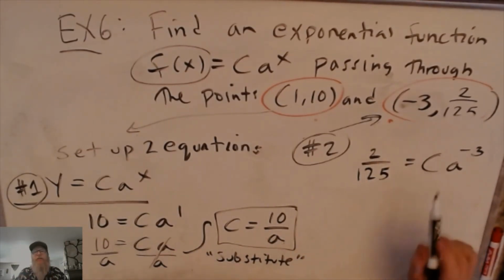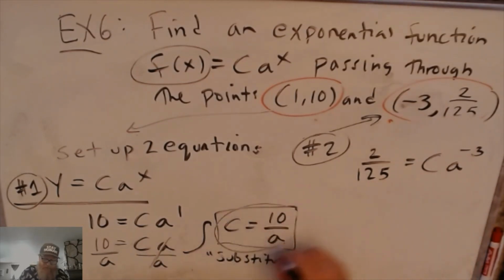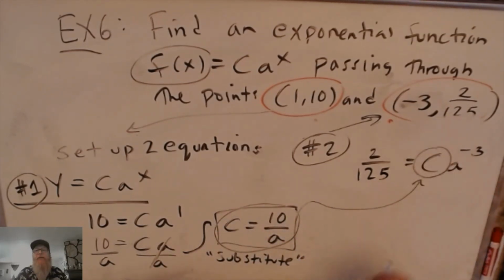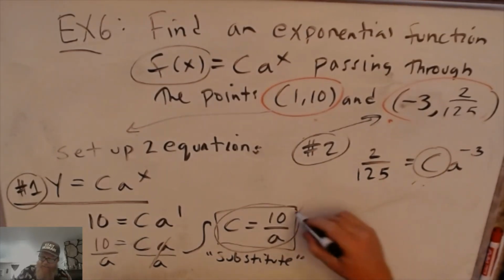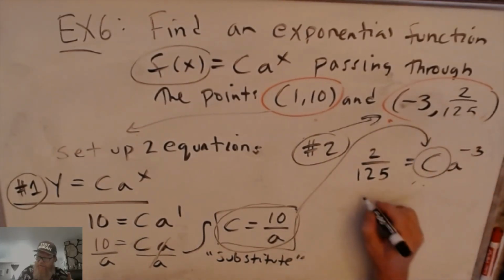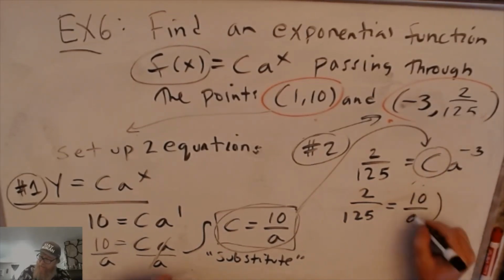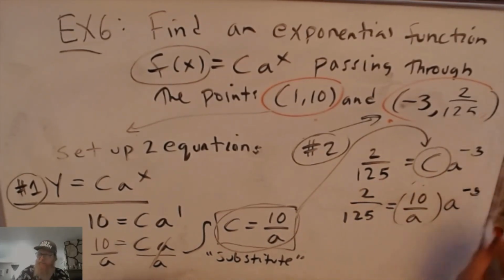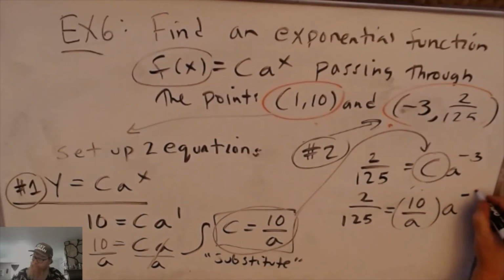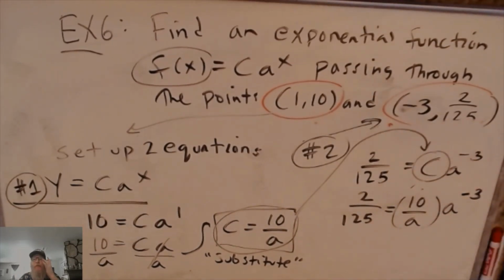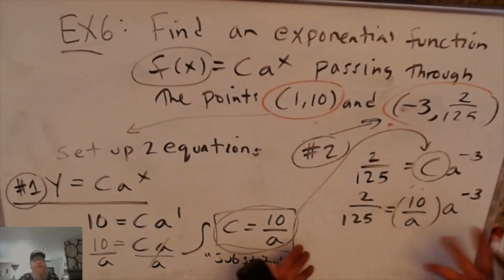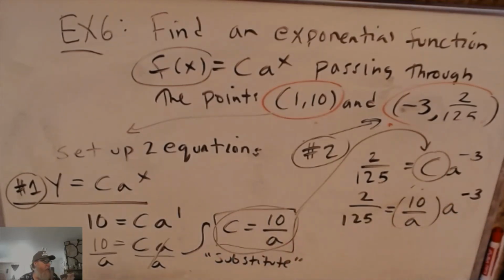Now, you don't actually know what C is, but you have a substitute for C. So you can replace the letter C with a substitute, 10 over A. Okay? And now your C has apparently vanished. Yeah, there is no more C. You just have A's. And now you're ready to go. Go ahead and solve this equation for A.